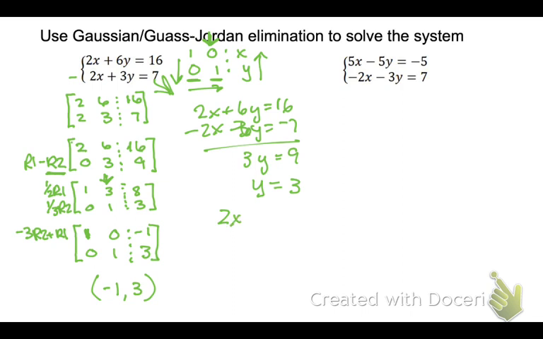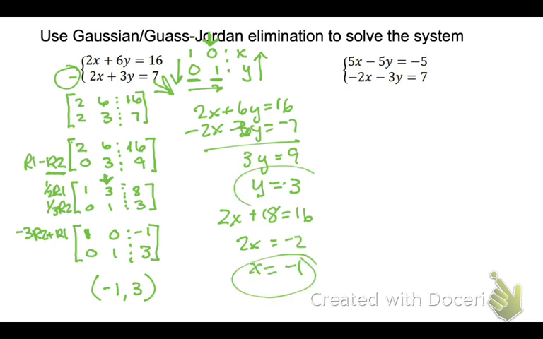No, it's minus. Oh. So 2x plus 18 equals 16. So 2x equals negative 2. So x equals negative 1. So negative 1 and 3.